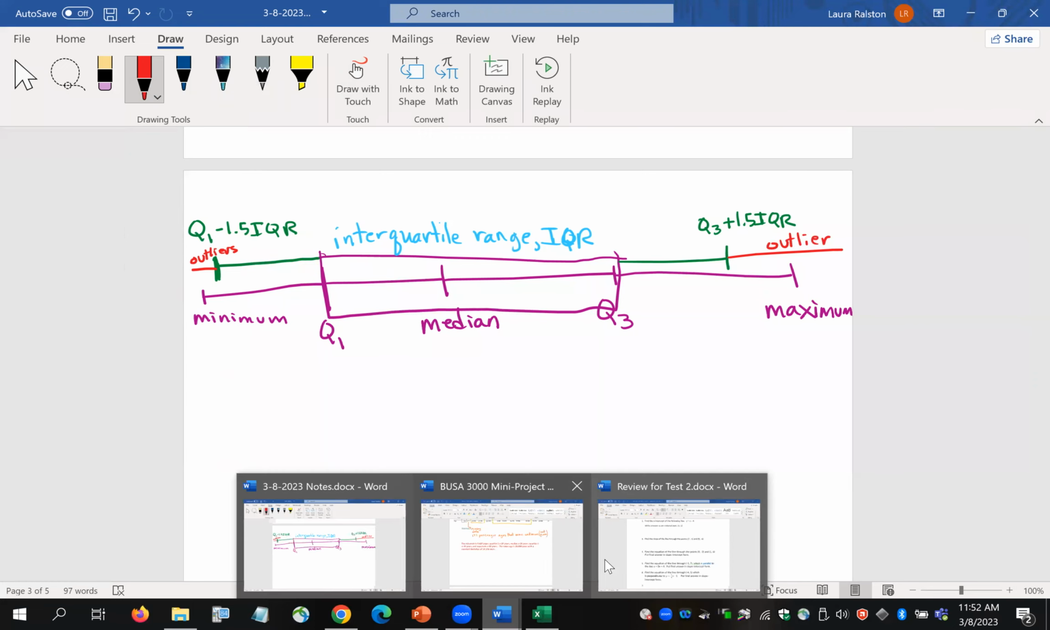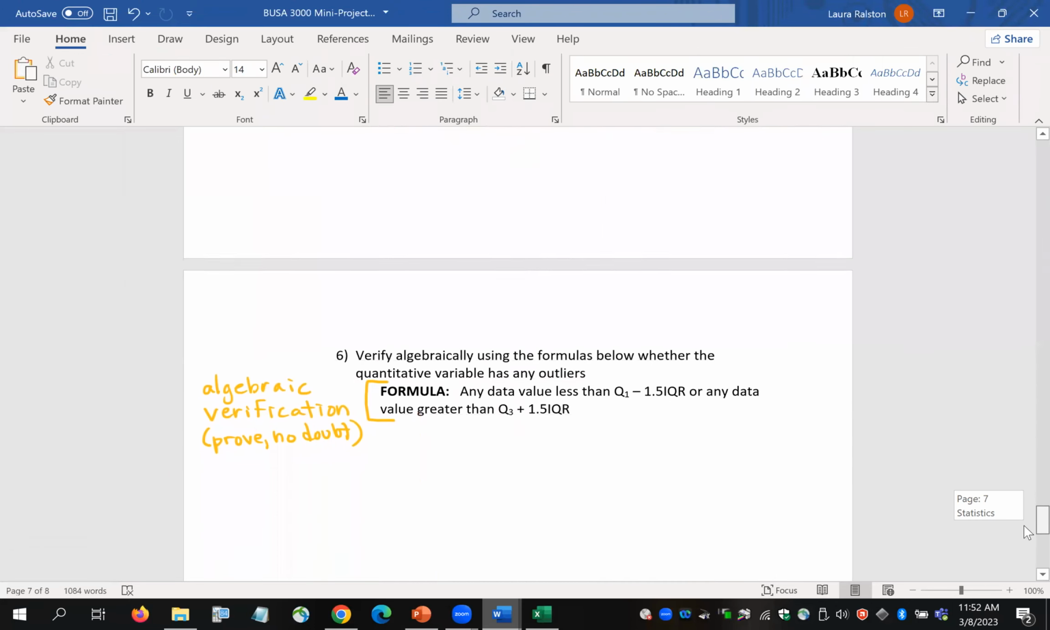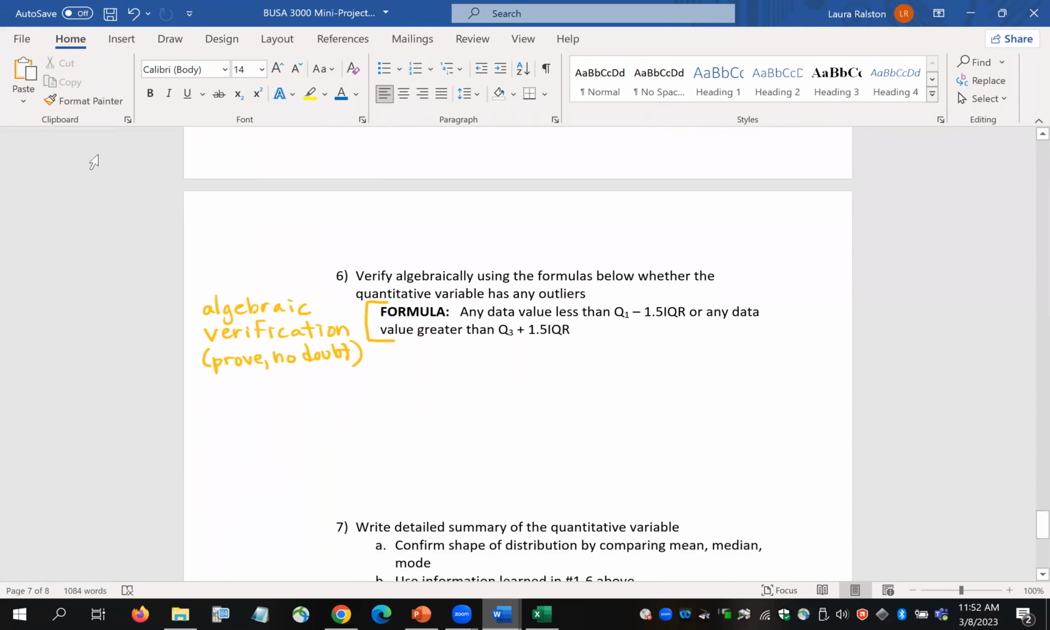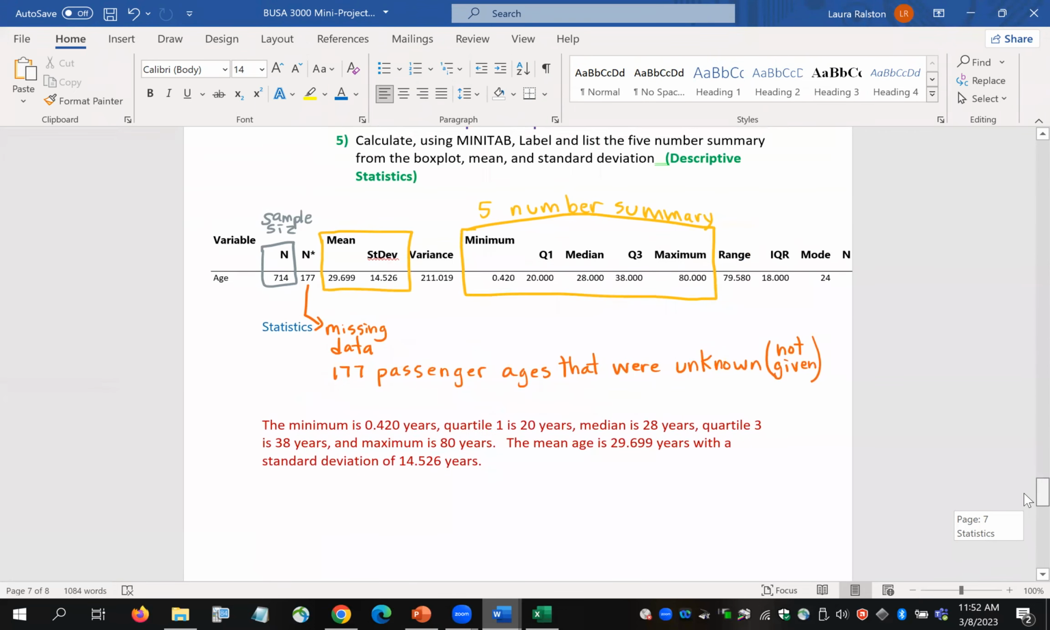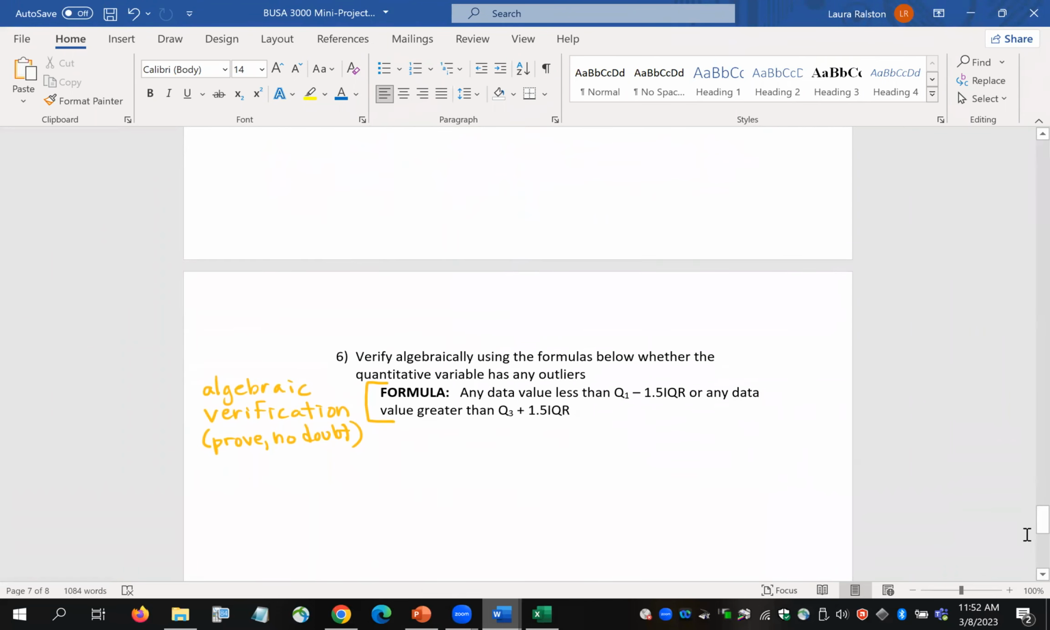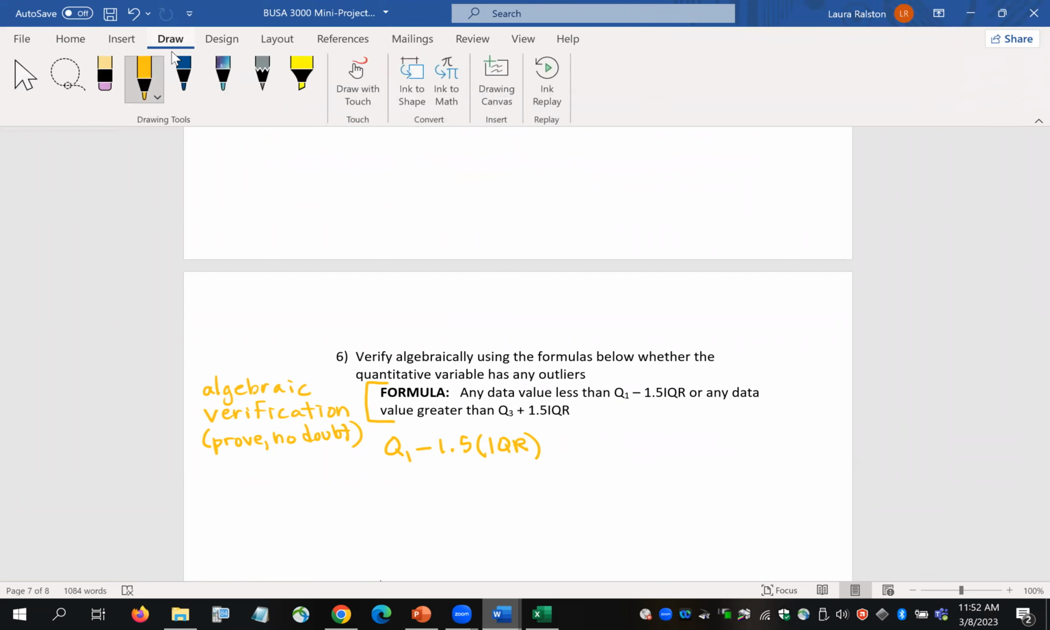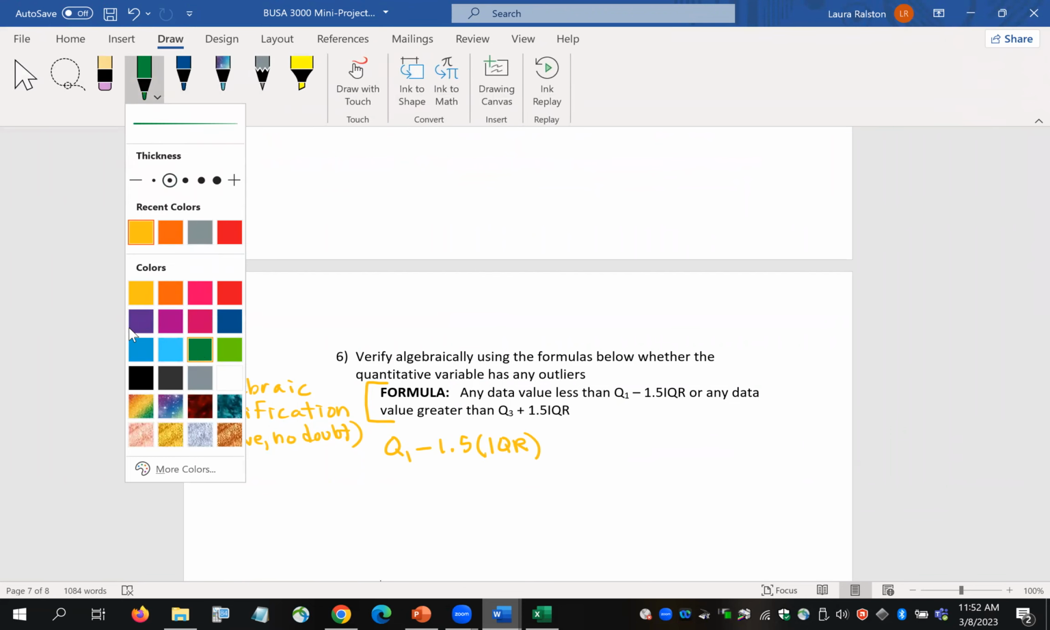You have the formula on the worksheet on your project, so you don't have to memorize the formula. But I do need the values. Q1 was 20 and IQR is 18. So the lower fence is Q1 minus 1.5 times IQR. I've got those numbers directly from Minitab. Minitab has calculated them for me.